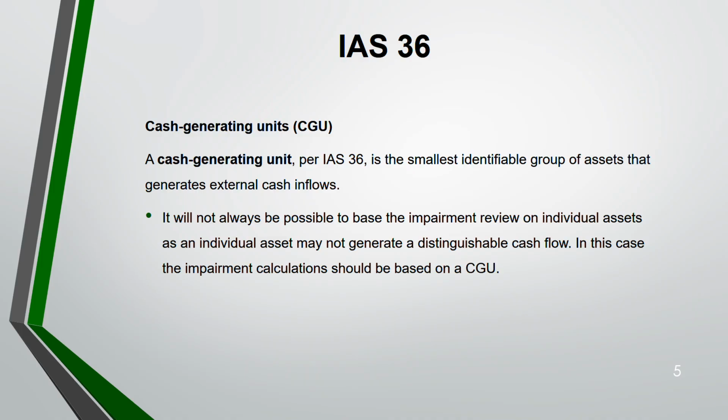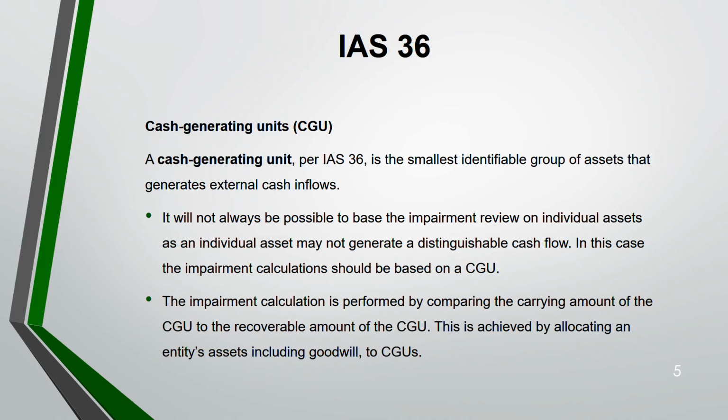It is not always possible to base the impairment review on individual assets, as an individual asset cannot generate distinguishable cash flow. In this case, the impairment calculations will be based on your CGU, where you will group all your assets together and then find out the carrying amount and the recoverable amount, compare them and find the impairment. So the impairment calculation is performed by comparing carrying amount of the CGU to the recoverable amount of the CGU.